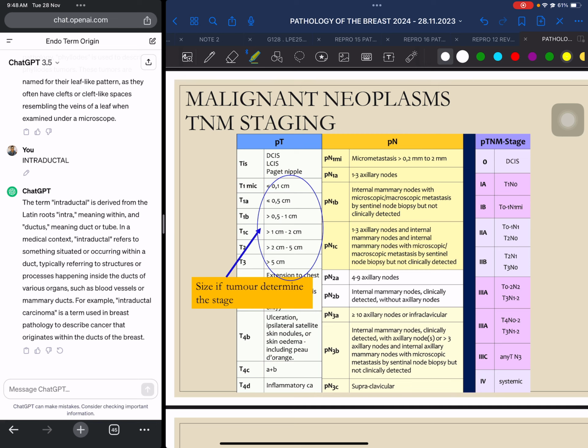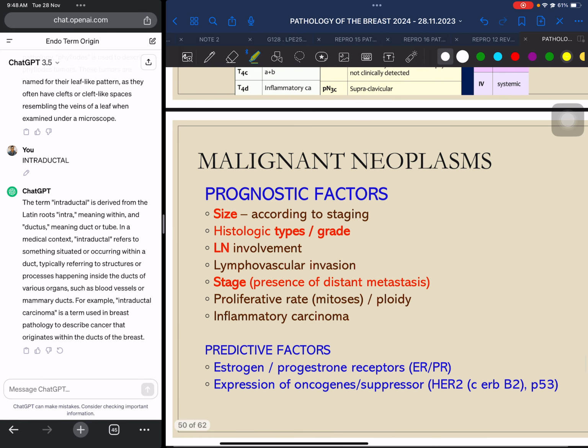Okay, so we look at prognostic factors for breast cancer. There are several things: the size, as I mentioned, and the histological types. As I mentioned earlier, the tubular and mucinous types tend to have a favorable prognosis. Lymph node involvement, which is in the staging, lymphovascular invasion, stage, and presence of distant metastasis. These are the prognostic factors for breast cancer.